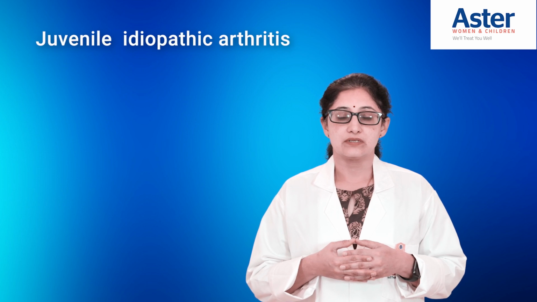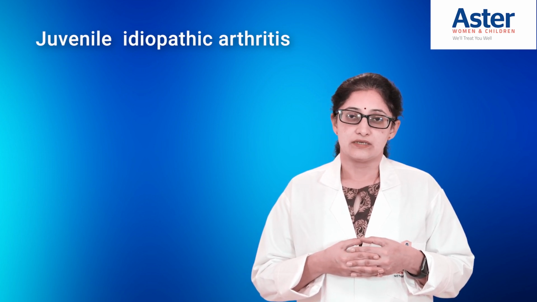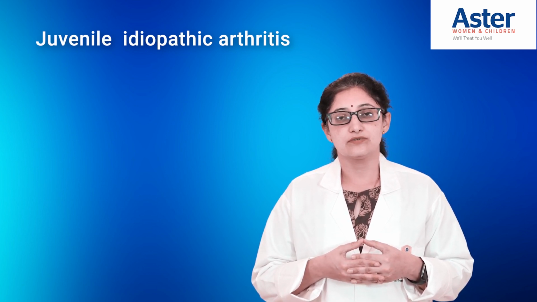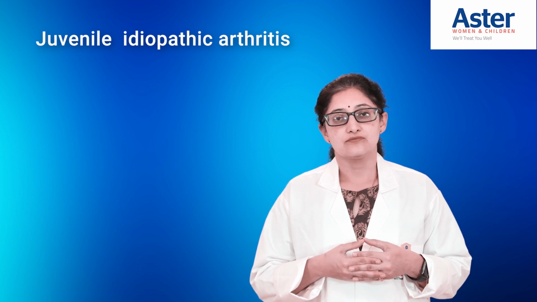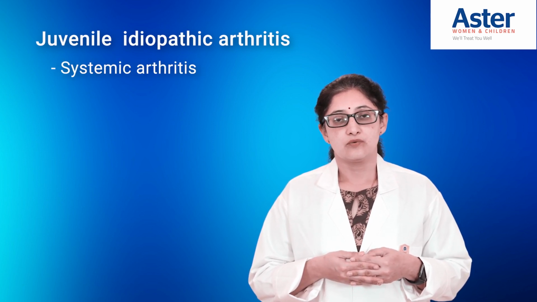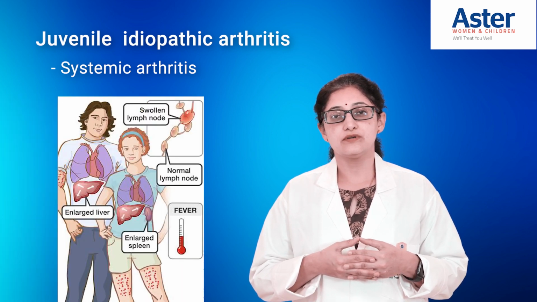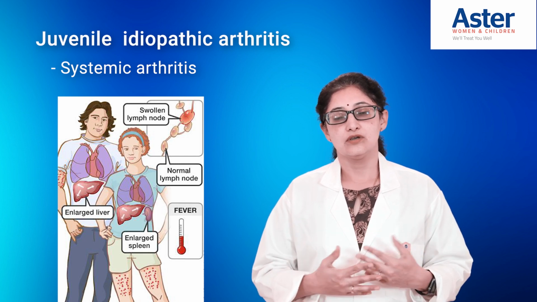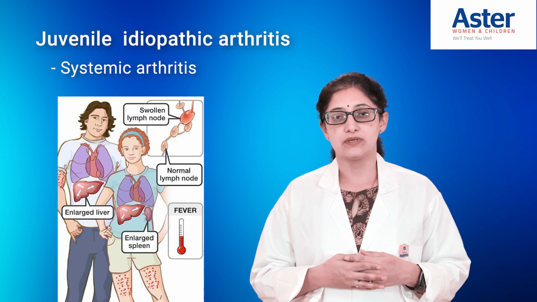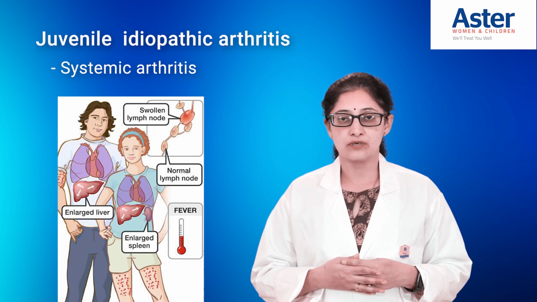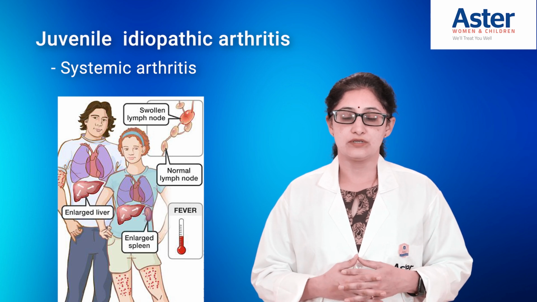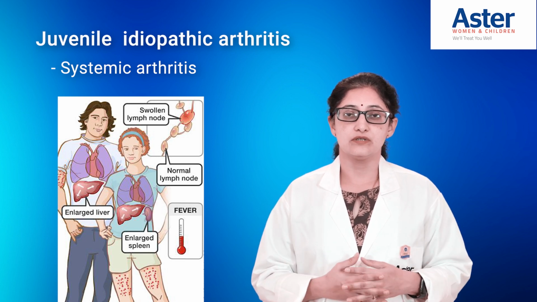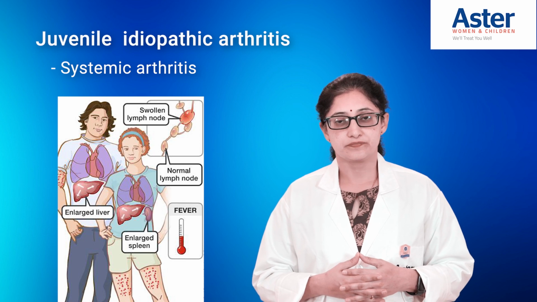So juvenile idiopathic arthritis has many types. Some of the types, or the classification by the International League of Associations for Rheumatology, are as follows. Systemic arthritis, where the arthritis comes with fever and some skin rash. There may be inflammation of the linings of the body, such as the heart lining called the pericardium, the lining of the lungs called the pleura, or the lining of the abdomen called the peritoneum. There may be lymph node enlargement in these children. There may be swelling of the liver and spleen along with arthritis.